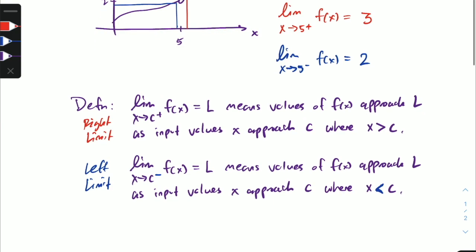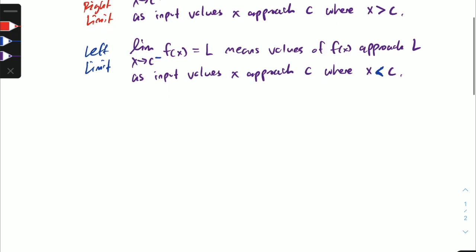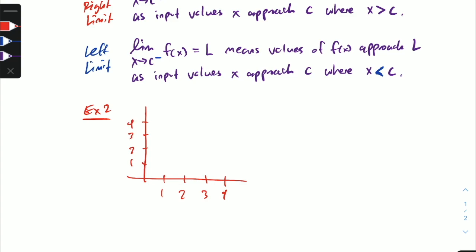Okay, so now that we have the definitions out, let's do another example. I'll call this example 2. So let's just draw a quick picture here. 1, 2, 3, 4. Let's say we have a function that comes up diagonally, has a hole at 2, and then on the other side it has an asymptote. So it goes up like that, and then it jumps at 3 and comes down to 4. Something like that. Okay, so let's compute some limits.